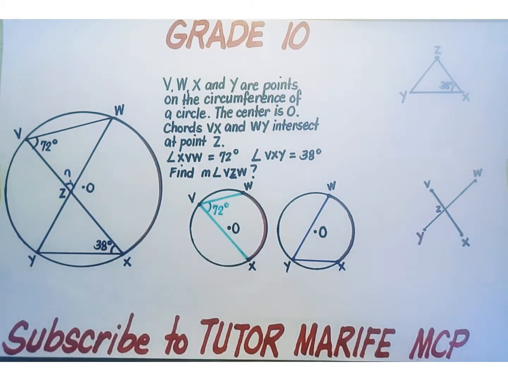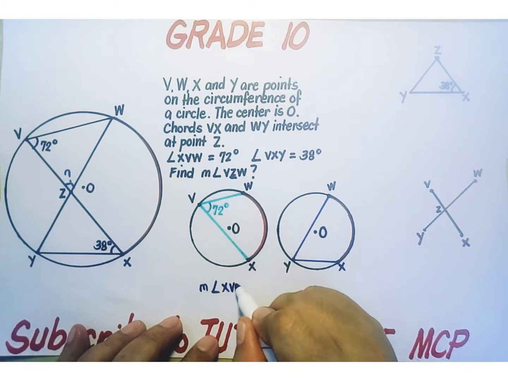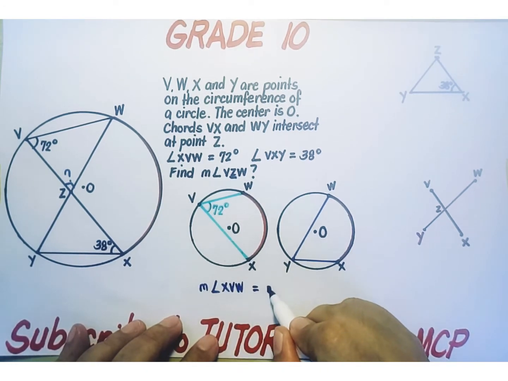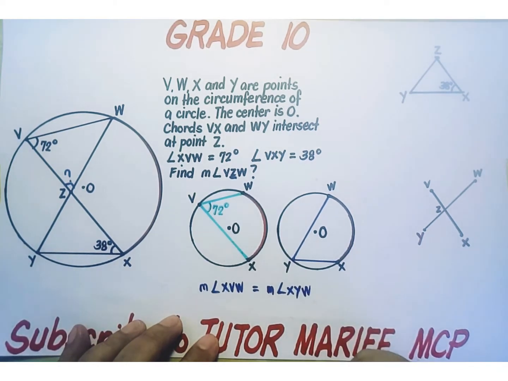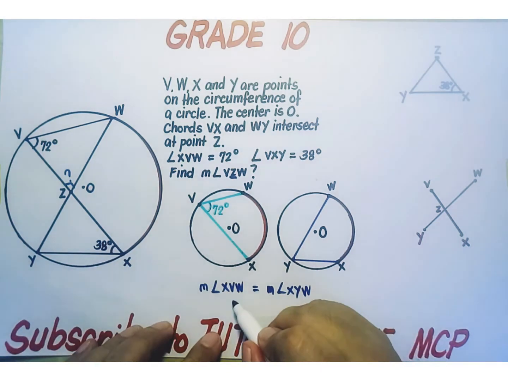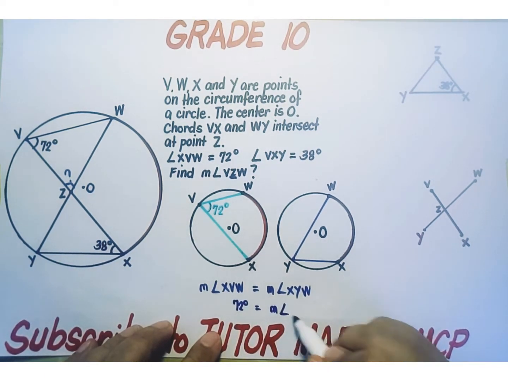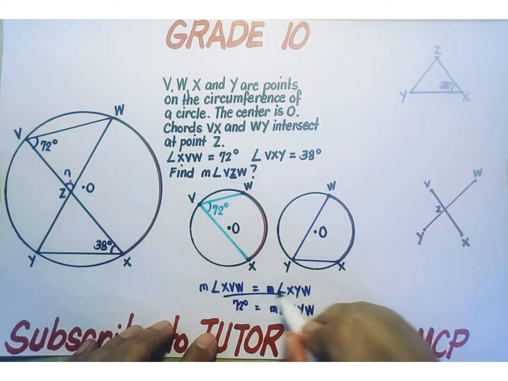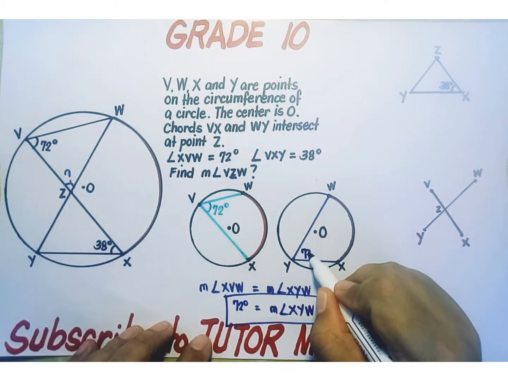Let's write our equation. Measure of angle XVW is equal to measure of angle XYW. The measure of angle XVW is given. It's equal to 72 degrees. Therefore, we can readily obtain the measure of angle XYW. It's also equal to 72 degrees.